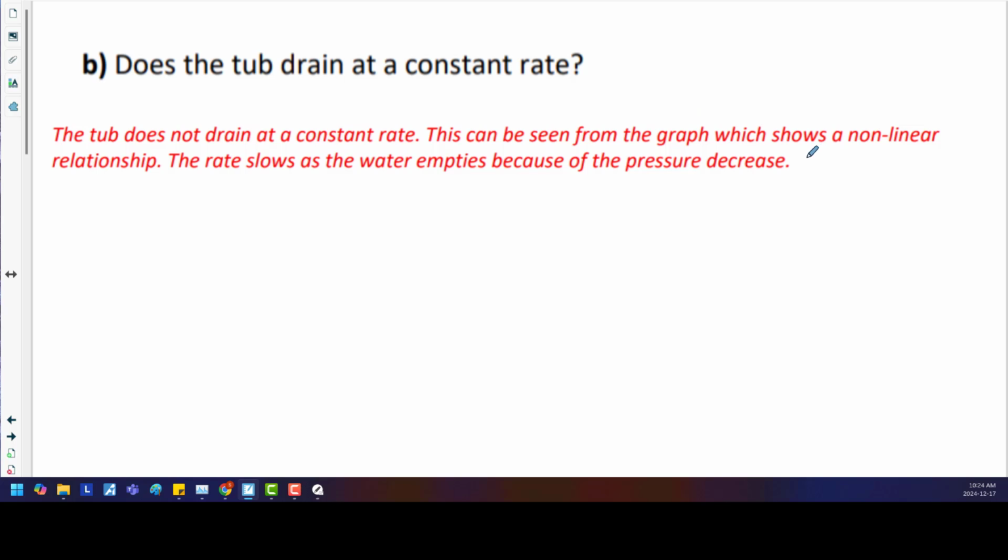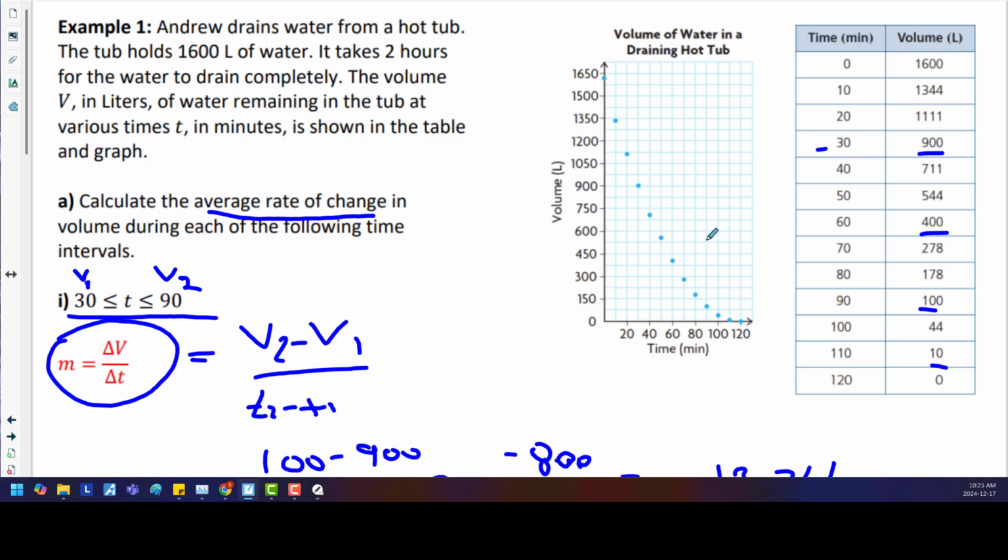This can be seen from the graph, which shows a nonlinear relationship. The rate slows as the water empties because of the pressure decrease. This is just us using our common sense to figure out why we think the rate is slowing down. You can see it's very steep here, so the slope is very steep, and it gets a little less steep and a little less steep, and then at this point the rate is almost 0. And obviously the rate does become 0 once the tub is empty. Once there's no more water, can't drain anything, so it becomes 0.